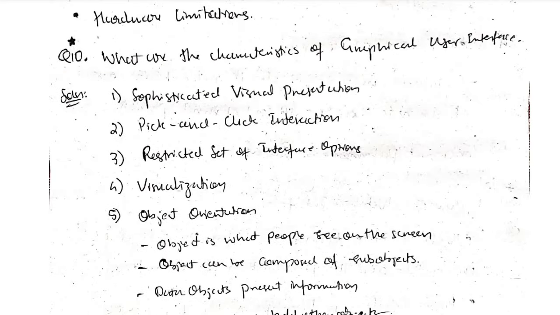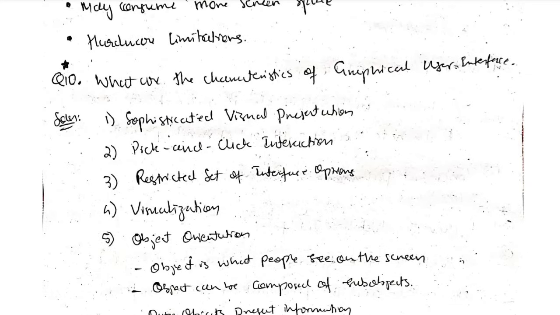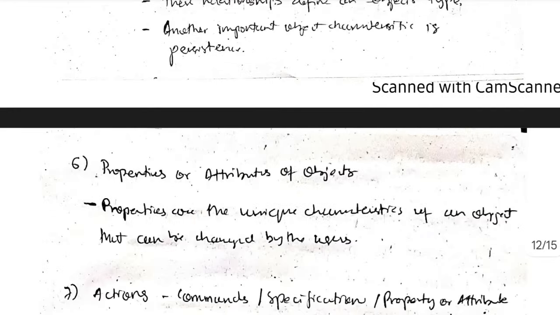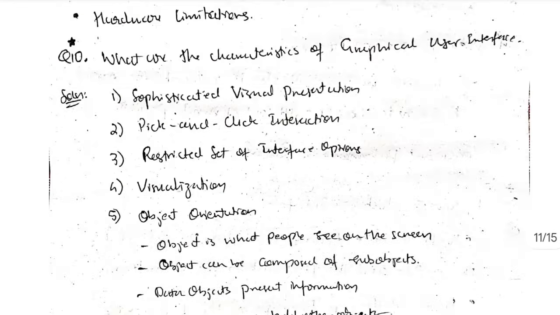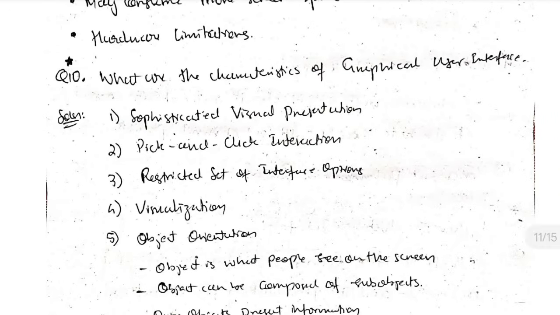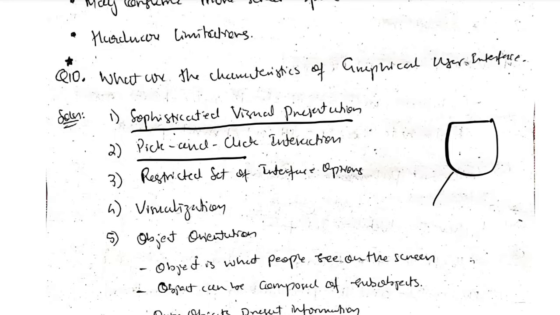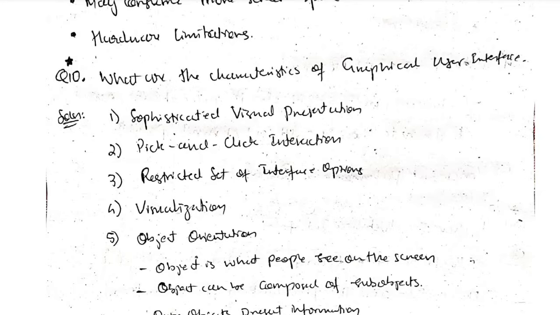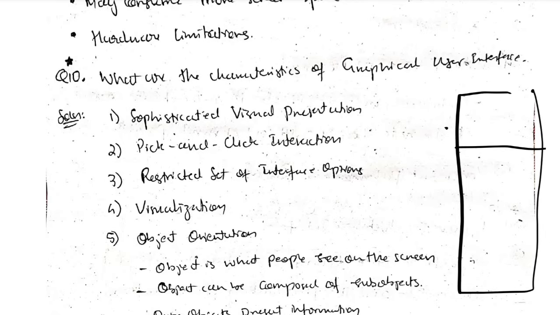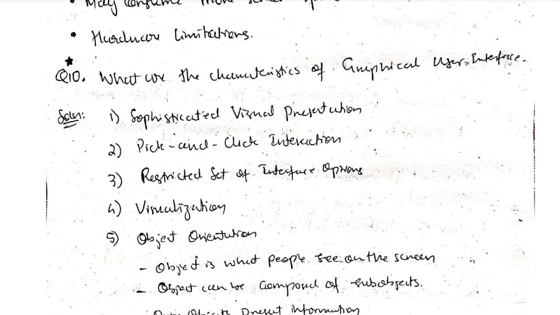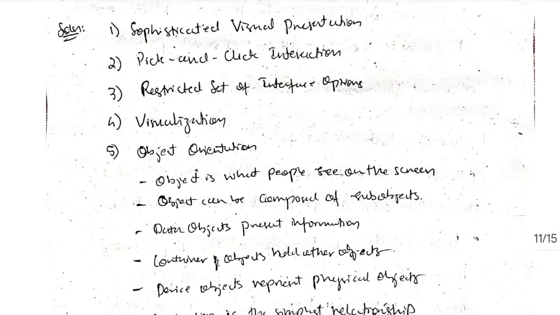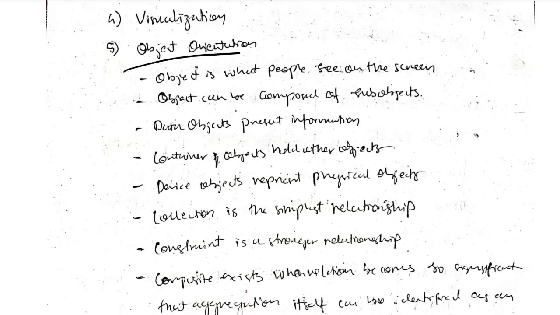Moving on, we have what are the characteristics of graphical user interface. Okay. So here also the same thing, just the points I've written here, you can expand in your own words. Make sure you know the characteristics very well. A super important question from an exam point of view. Sophisticated visual presentation, a very good presentation will be there. Pick and click, pick the icon and click it and perform your task. Restricted set of interface options means once you open a menu, not all things will come, only a few things will come. If you click on that, more things will come, and so on. And visualization is a very good feature of the graphical user interface. Orientation means how the object should be displayed, and many sub points are there.